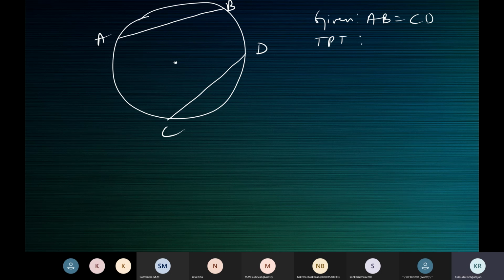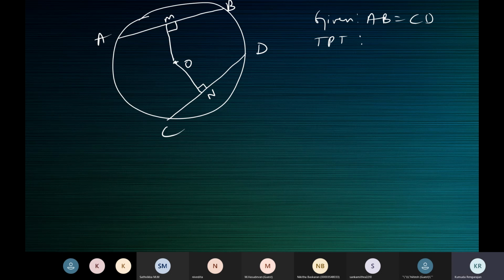So let's show the distance of chord AB from the center. This is the center O. Distance is always perpendicular distance, like this. So OM is perpendicular to AB. OM is the distance of AB from the center. ON is the distance of CD from the center.